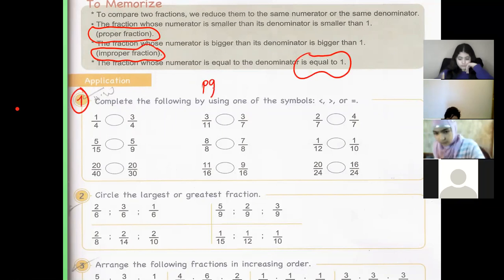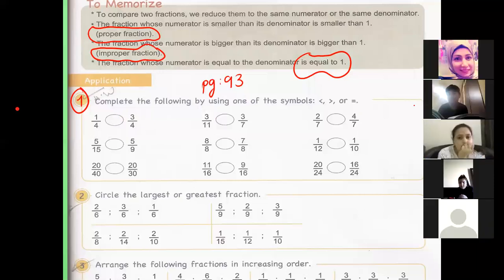Exercise 1, page 93. Talin Ghraib, yes, go ahead Talin. How do we compare 1 over 4 and 3 over 4? First thing we have to do, times. Yes, Talin? We have to do times. Times? For what, times? Miss, can I? Talin, we have to make a symbol. With the symbol.